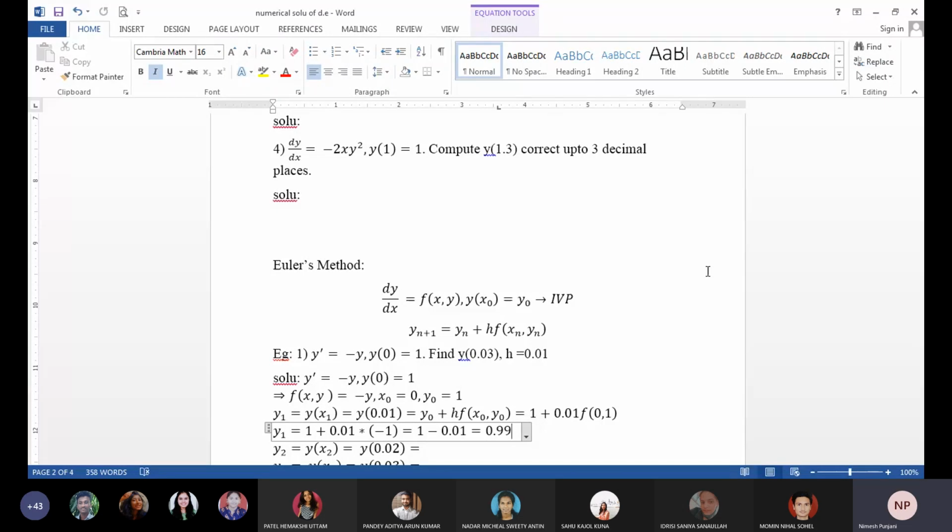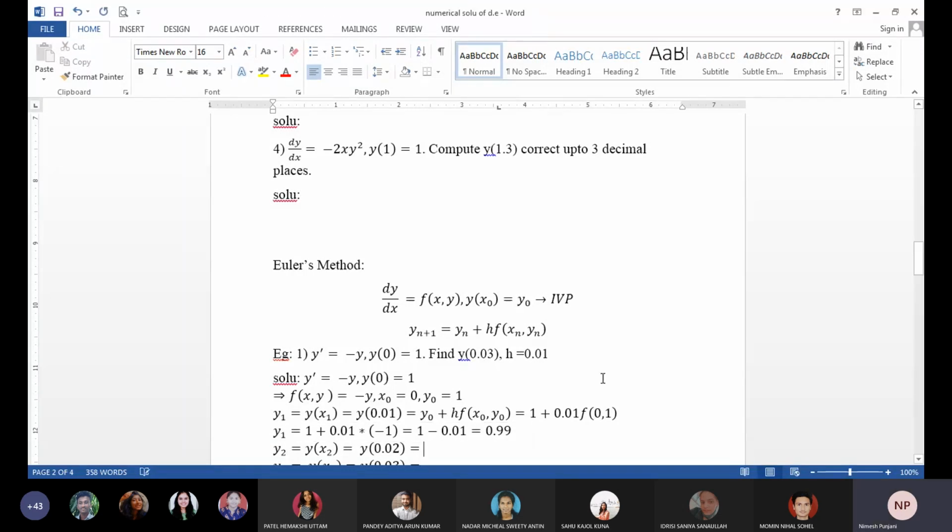Is this fine? Is the value of y1 clear? Yes, is the value of y1 clear? Yes. Okay.